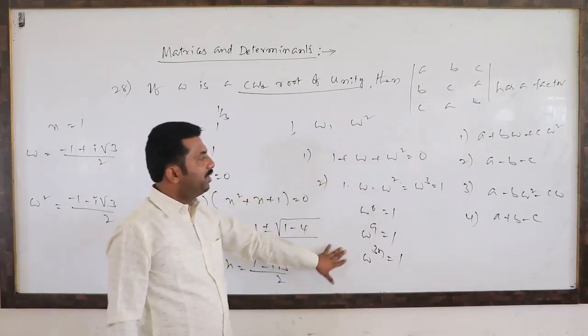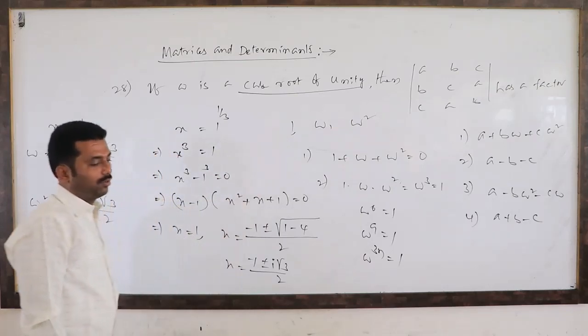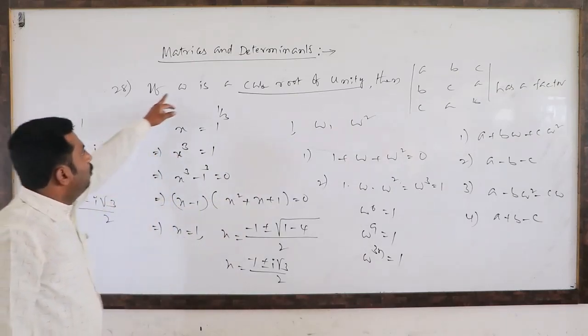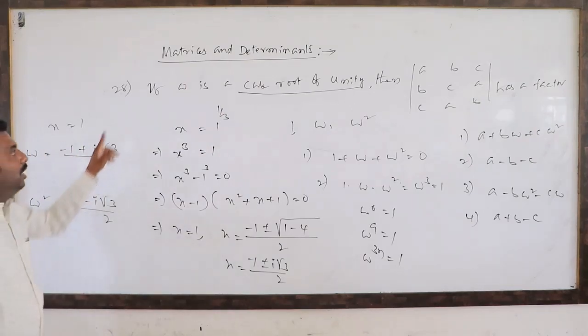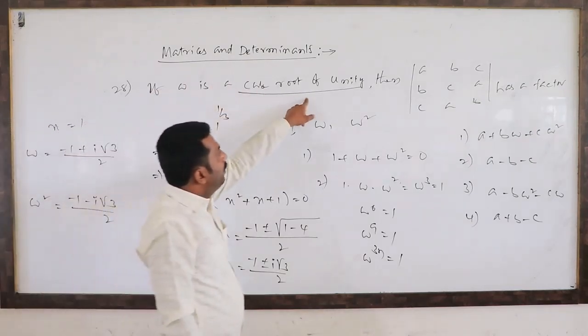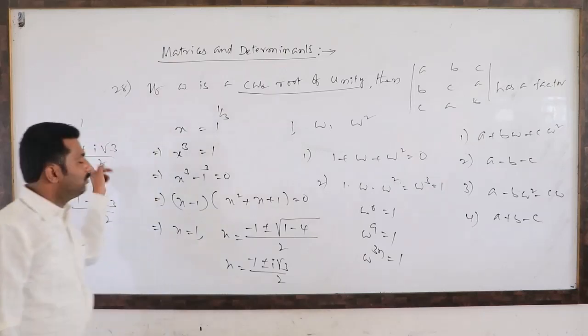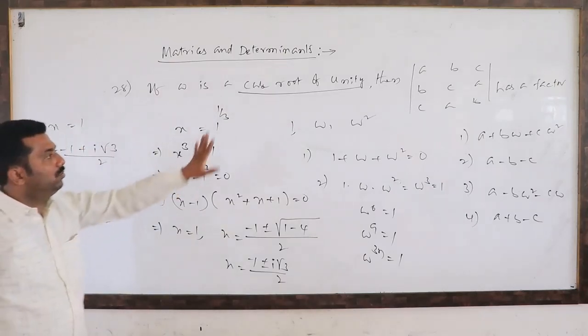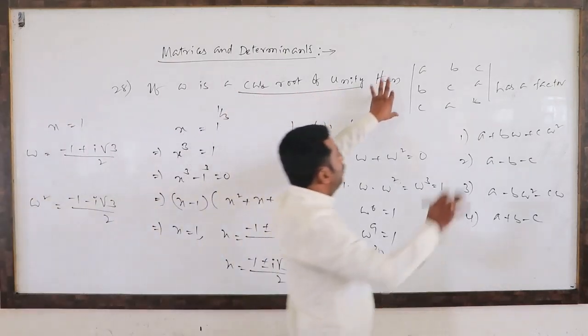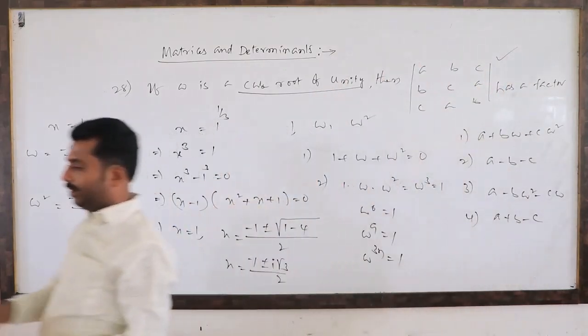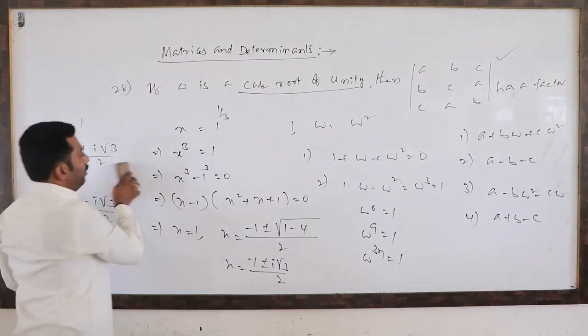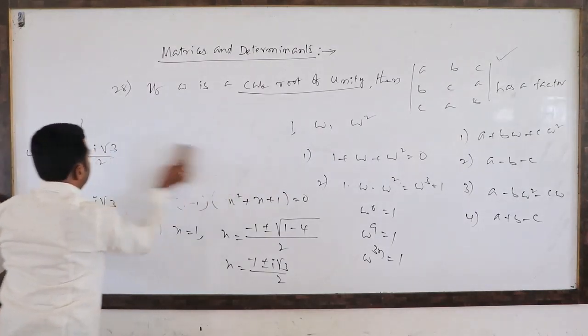Based on these properties only, we are going to solve that problem. So the cube roots of unity are 1, omega, omega square. Here omega is the cube root of unity. Omega is nothing but minus 1 plus i root 3 divided by 2. Then this determinant we have to calculate. So we'll see that question now.